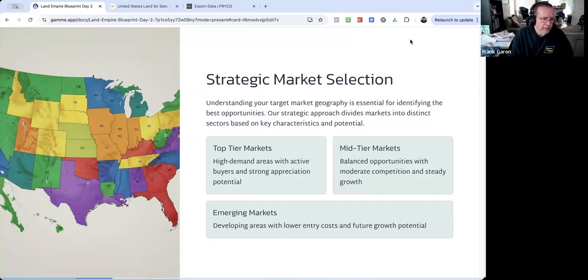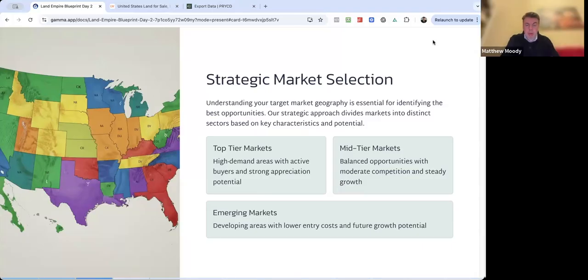Whereas Texas, South Carolina, New Mexico, Arizona, places like that, they're essentially almost evergreen. I mean, you can come back to them every few months and you'll still never come close, really, to totally covering that particular market.